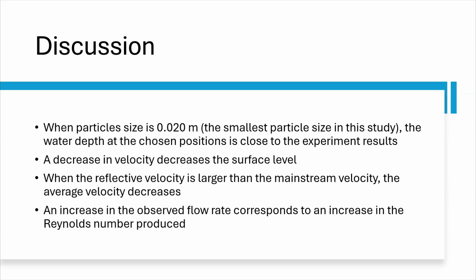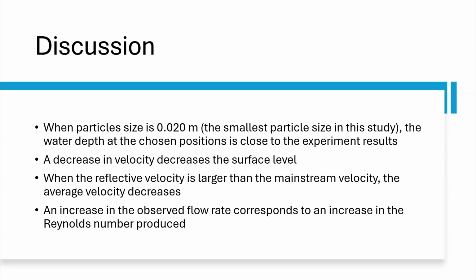The third is when the reflective velocity is larger than the mainstream velocity, the average velocity decreases. It's because the fluid flow collides with the reflected flow, and then the velocity becomes smaller.